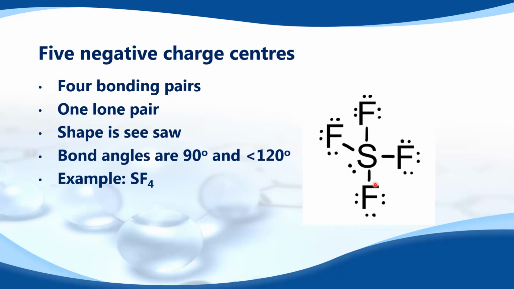So here we have the SF4 molecule. Sulfur is the central atom, and it's bonded by single covalent bonds to 4 fluorine atoms. And we also have this lone pair of electrons here, and because this is repelling the other bonds within the molecule, we have this bond angle of slightly less than 120 degrees.